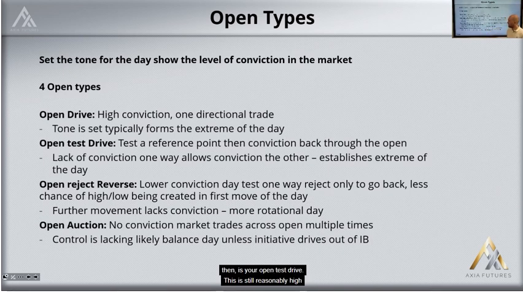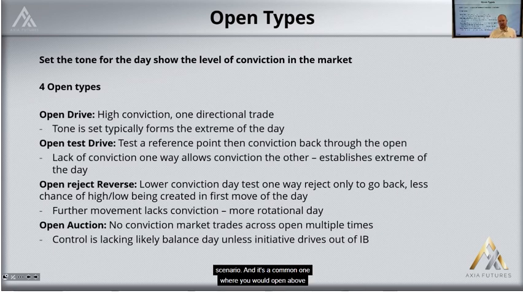Next up then is your open test drive. This is still reasonably high conviction. What happens with an open test drive is that from the open, you will trade to a reference point. So think responsive trade, responsive trade, and then drive in the other direction, initiative. What's happening here then is you're getting conviction, but what you see is that we test conviction one way first.